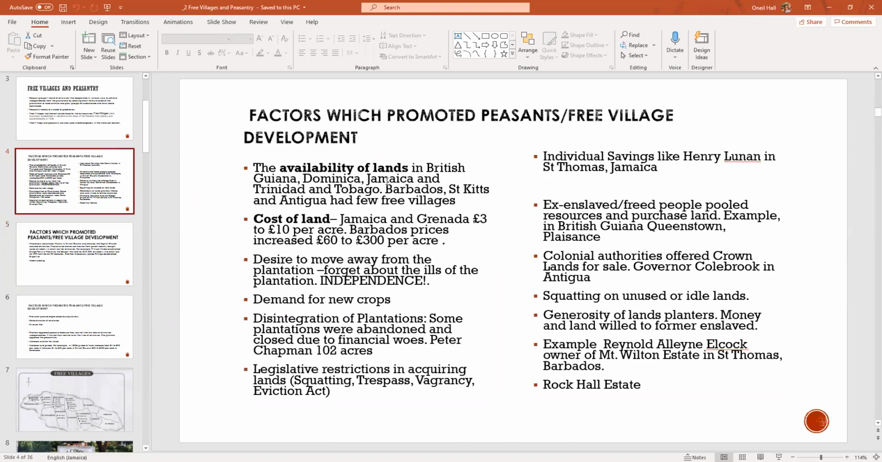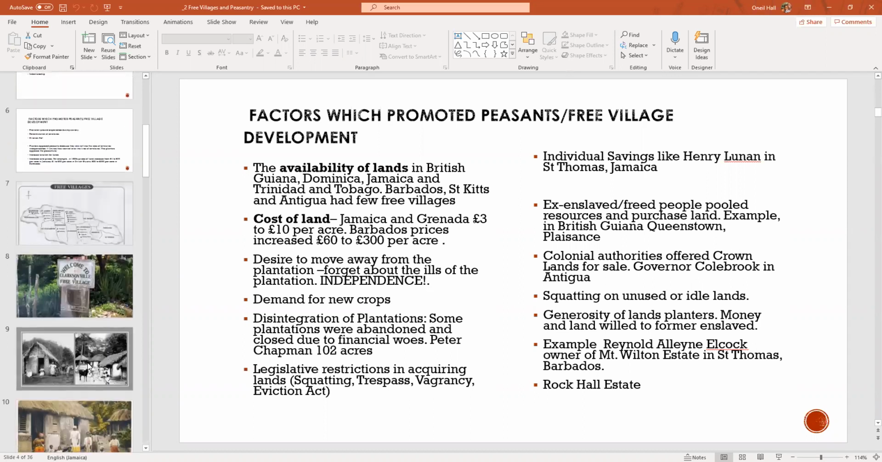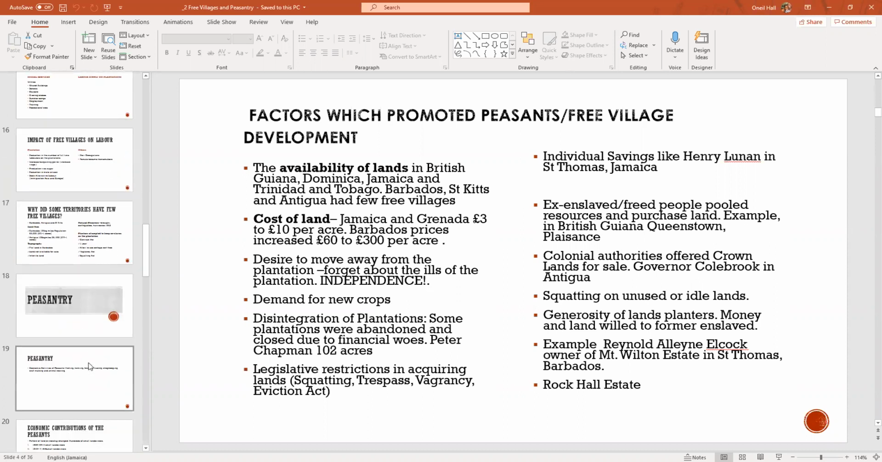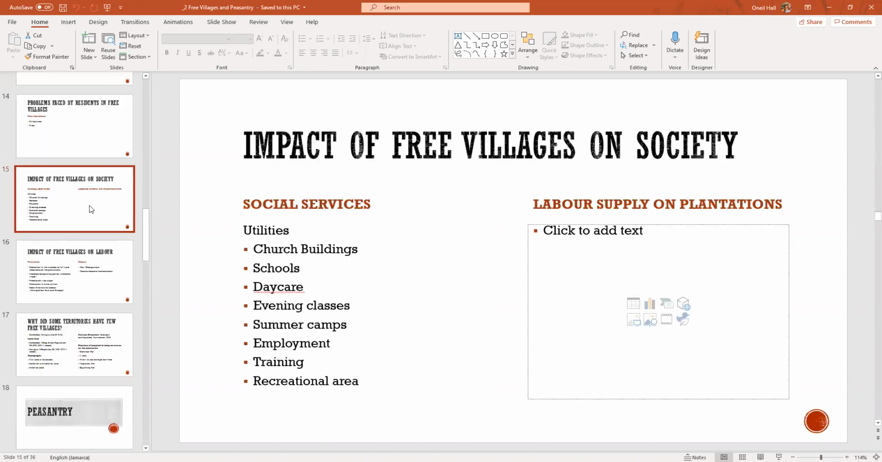And also the availability of land in some territories. Territories like British Guiana, Dominica, Trinidad, Tobago and Jamaica had a lot of idle land, and so they were able to use those lands to establish free villages. All right, ladies, now, what were some of the impacts of free villages on the Caribbean?